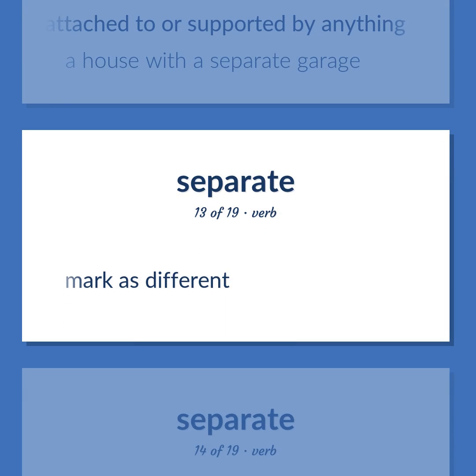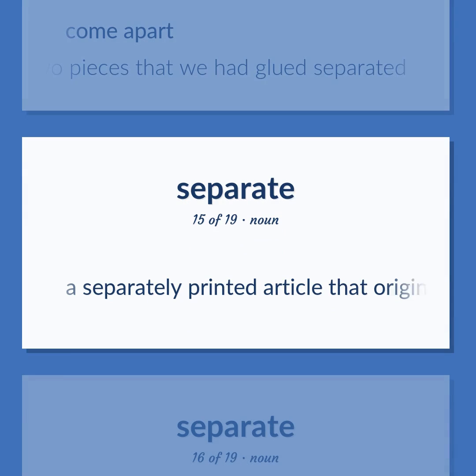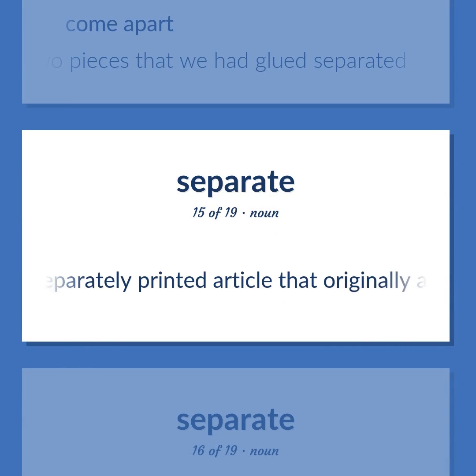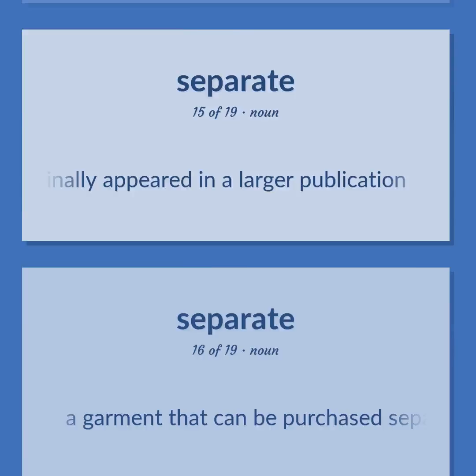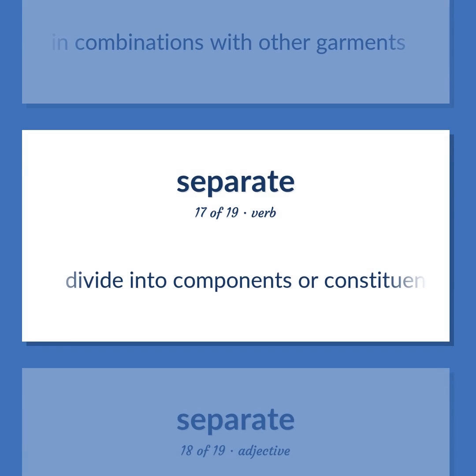Mark as different. Come apart. The two pieces that we had glued separated. A separately printed article that originally appeared in a larger publication. A garment that can be purchased separately and worn in combinations with other garments. Divide into components or constituents.